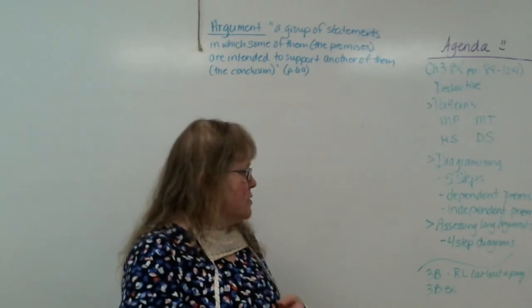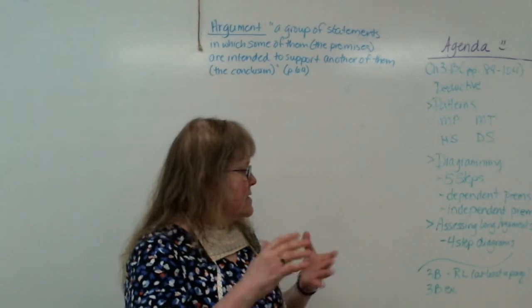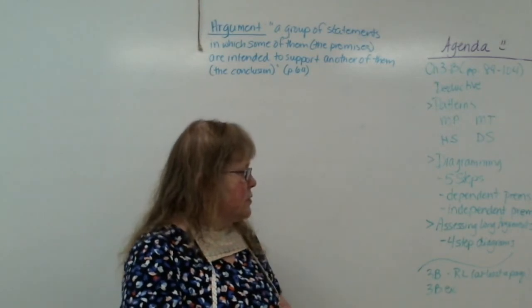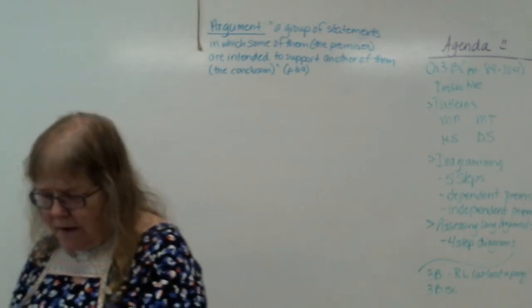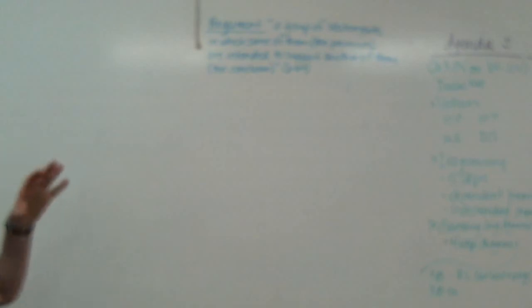And then the last thing we're going to do is look at the last section for this chapter on assessing longer arguments, kind of looking at how you do that for bigger pieces. We're starting after the 3.4 exercise, so on page 84 and going into 104. There's a little bit of exercise in there.